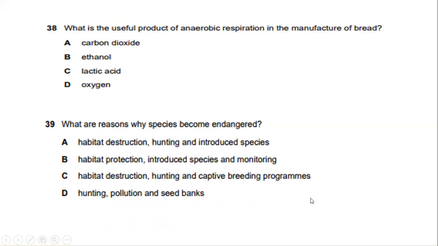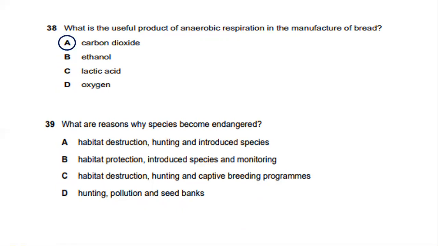What is the useful product of anaerobic respiration in the manufacture of bread? What happens in the process of manufacturing bread? During bread production, yeast starts off respiring, which creates carbon dioxide and water, helping the dough rise. So the most suitable answer for this is carbon dioxide.